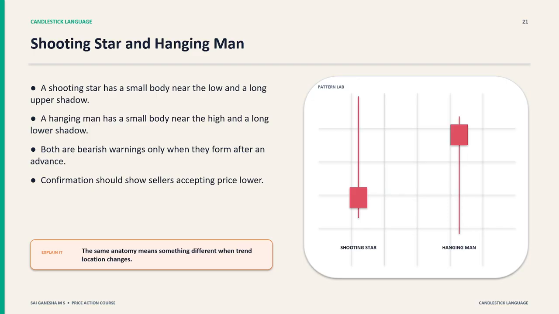Let's simplify all four candles. A hammer and a hanging man have similar shapes. The hammer forms after a decline and may warn of a bullish reversal. The hanging man forms after an advance and may warn of a bearish reversal. An inverted hammer and a shooting star also have a similar shape. The inverted hammer forms after a decline. The shooting star forms after an advance. So, don't focus only on shapes. First, check what price was doing before the candle formed.